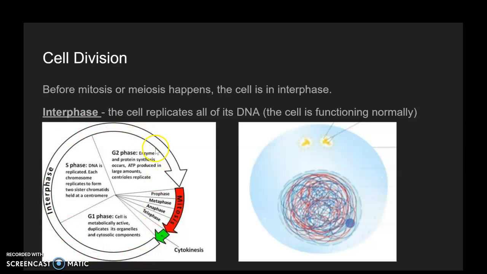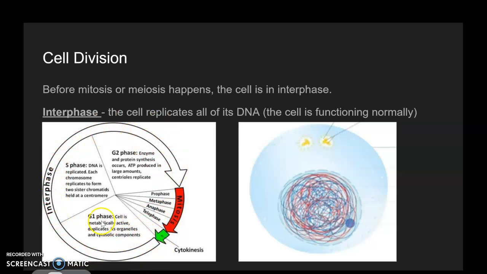So what happens during interphase? The cell replicates all of its DNA and the cell's functioning normally. If it's a skin cell, it's going to be doing skin things. If it's a scalp cell on your head, it's going to be helping to produce hair. If it's a liver cell, it's going to be helping clean the blood like the liver does. Whatever it is, it's going to be doing those functions during interphase, and then it's going to take a break, divide itself, and then go back to its functions.